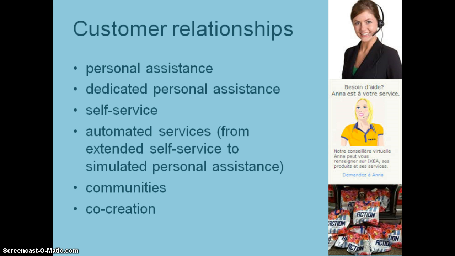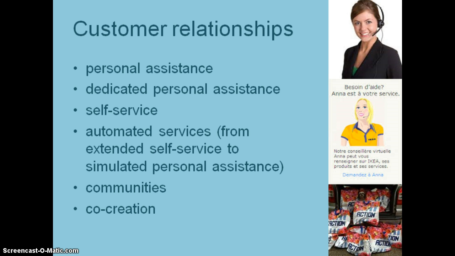So there are very different types of customer relationships. Personal assistance in a shop, but also on the phone. Then there's dedicated personal assistance. So if you are with the bank and you have more than 100,000 euros in that bank, then you have one person really dedicated for whatever you need. So you don't get just whoever picks up the phone, but you have a direct relationship with that person. Then there's self-service, mostly obviously on the web, but also maybe on a machine in a shop.